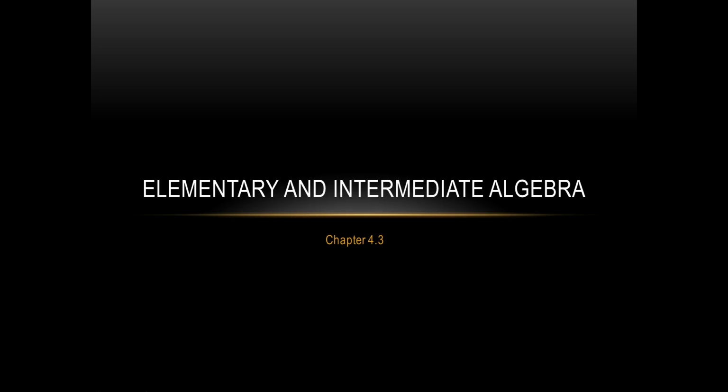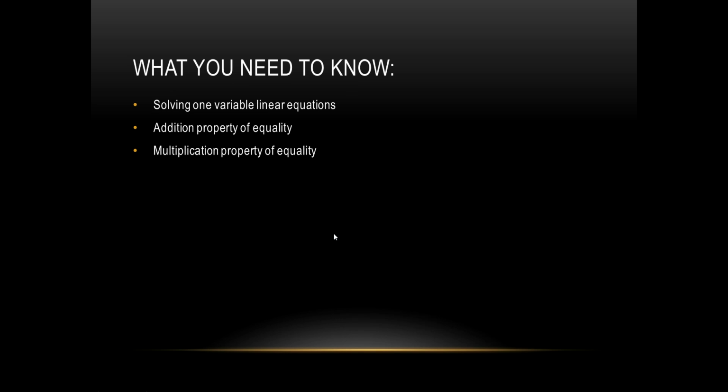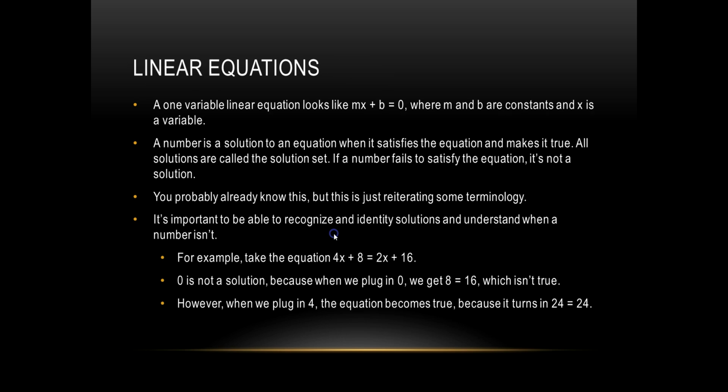Hi, this is chapter 4.3 of Elementary and Intermediate Algebra, and in this chapter I'll be going over solving one variable linear equations, the addition property of equality, and the multiplication property of equality. A one variable linear equation looks like mx plus b is equal to 0, where m and b are constants and x is a variable.